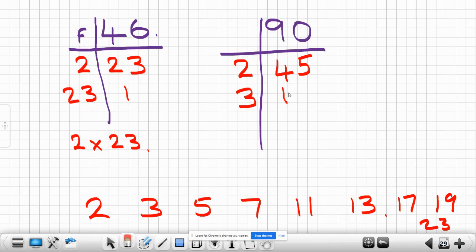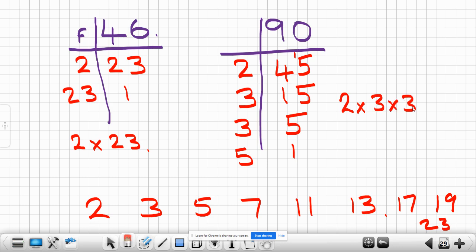3 goes into 4 once with a remainder of 1. 3 goes into 15 5 times. So there you go. We've taken out a prime factor of 3. We can go again. 15 still has a factor of 3. 5 and 1 makes 6, which is 2 times 3. So let's take out another factor of 3. 15 divided by 3 leaves us 5. 5 is a prime number. And there you go, we're down to 1. So 90 as a product of its primes would be 2 times 3 times 3 times 5.